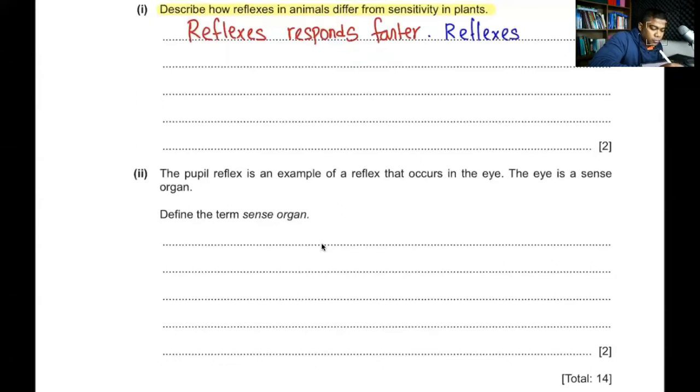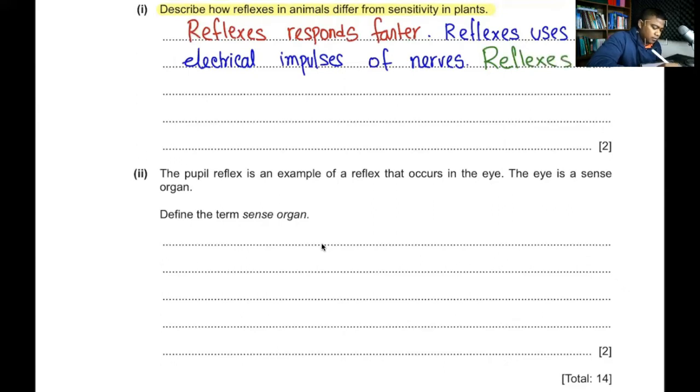Reflexes use electrical impulses. Electrical impulses of nerves. Reflexes are short-lived. And reflexes are not growth responses.